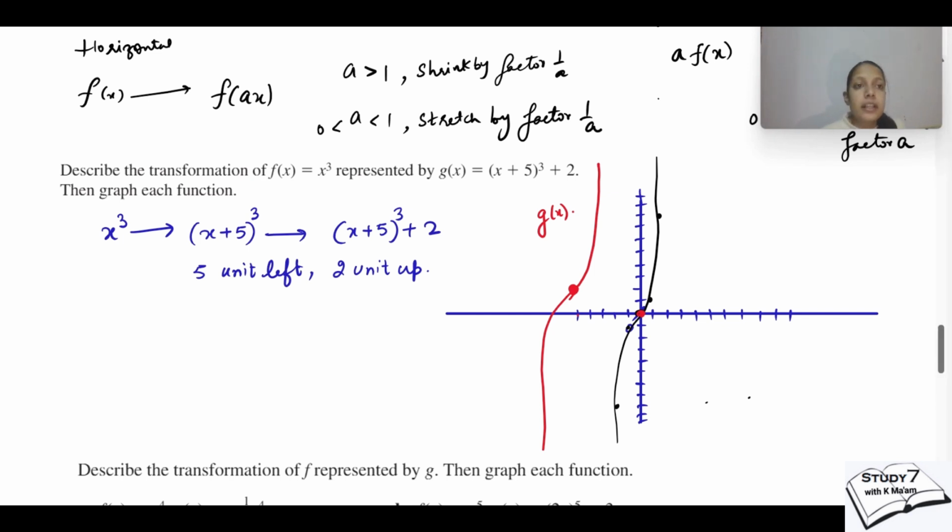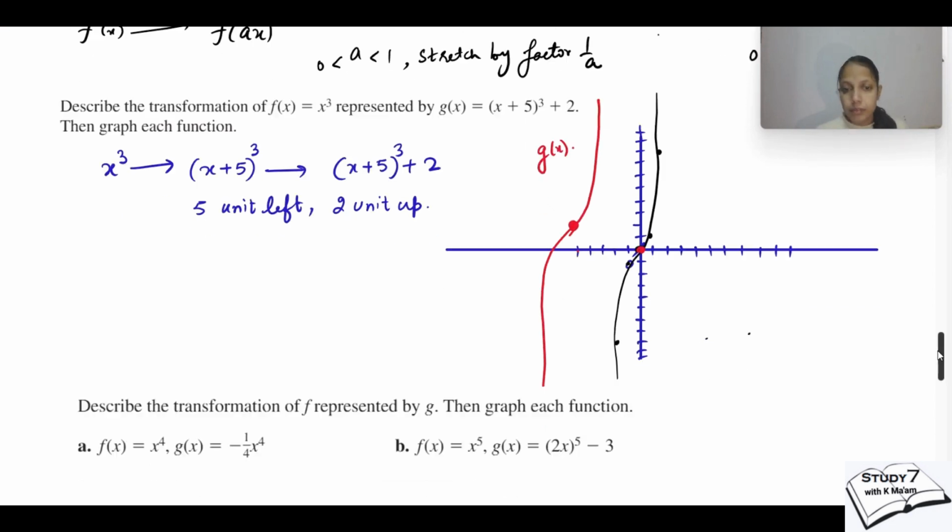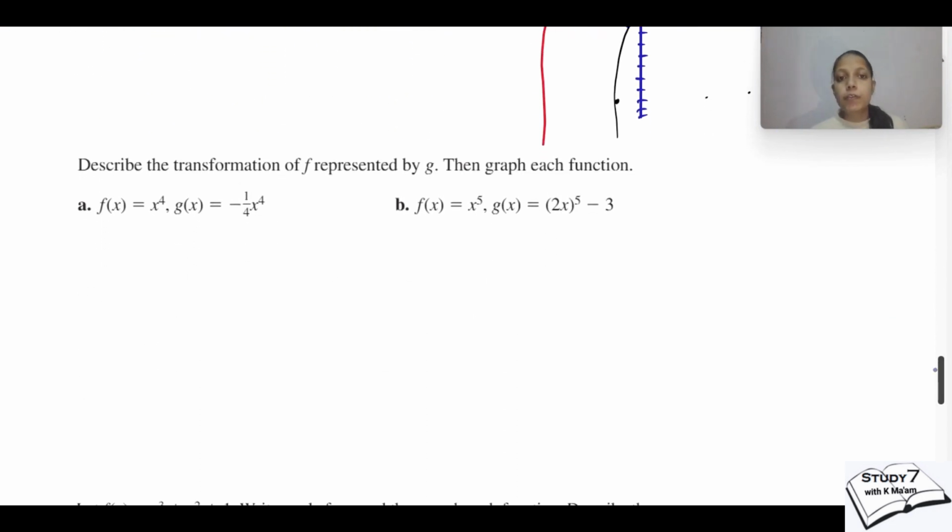Okay. Next. Describe the transformation of f represented by g. We have to describe the transformation. Then f(x) is x^4, g(x) is -1/4 x^4. The original function was x^4. It is multiplied by 1/4. In the next step, I multiply by negative. If I multiply 1/4, I multiply outside.